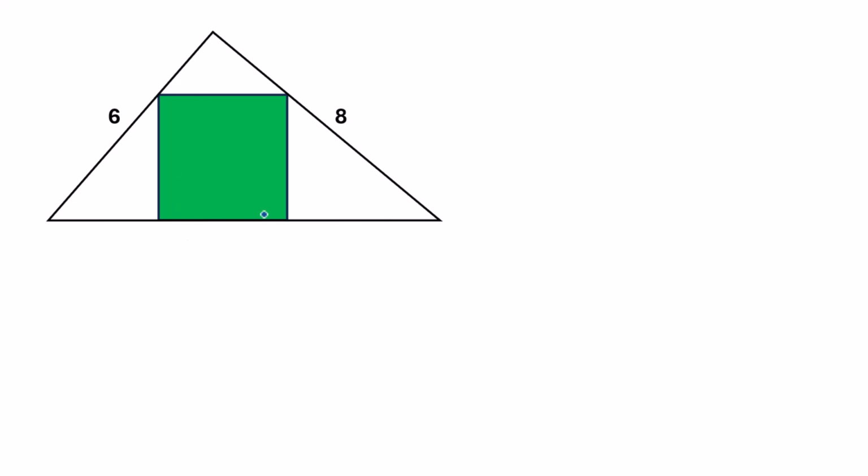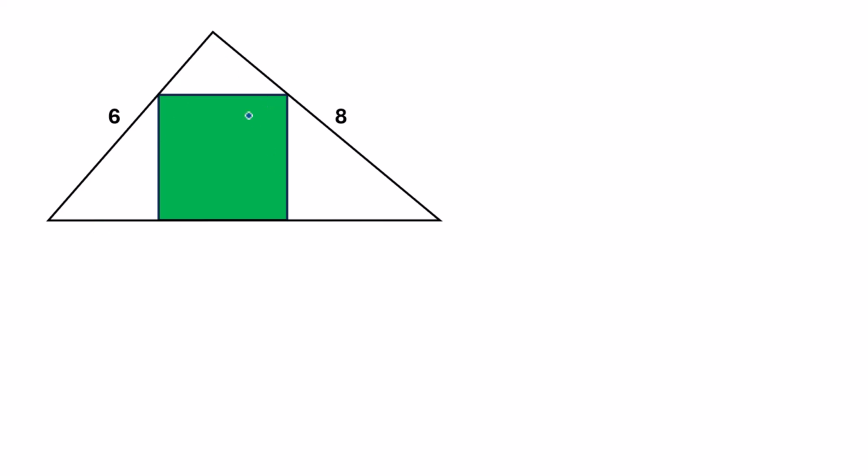We have a right angle triangle. The base of this triangle is 6 unit and the height of this triangle is 8 unit. This angle is 90 degree. And we have a square inside this triangle that touches these two sides, and one side is on the hypotenuse. We have to find the side length of this square.